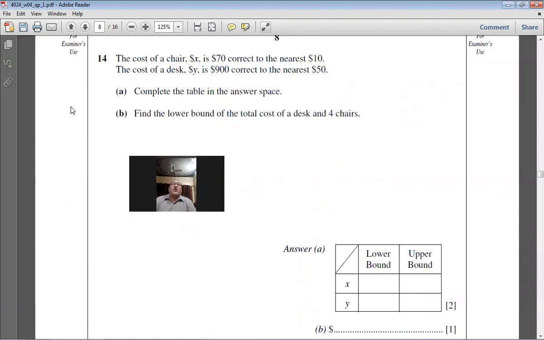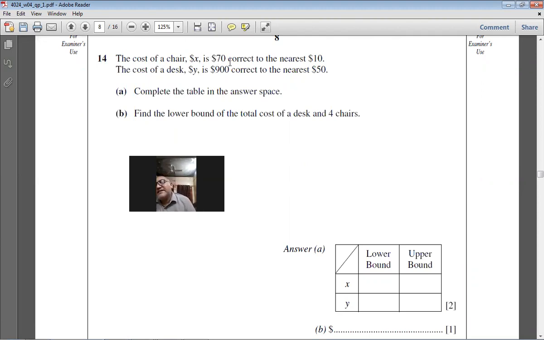He says the cost of a chair, X dollars, is $70, correct to the nearest $10. And the cost of a desk, Y dollars, is $900, correct to the nearest $50. Complete the table in the answer space. Then find the lower bound of the total cost of the desk and the chair.